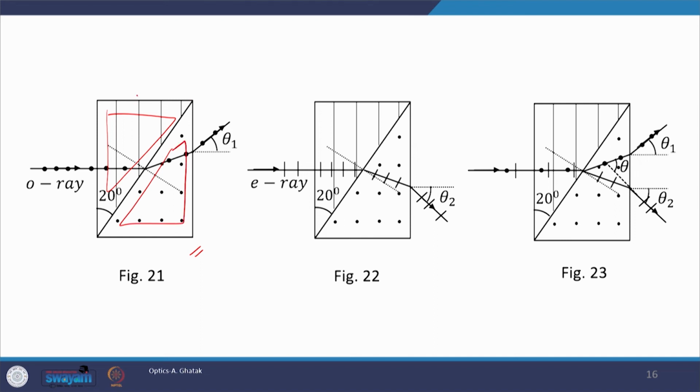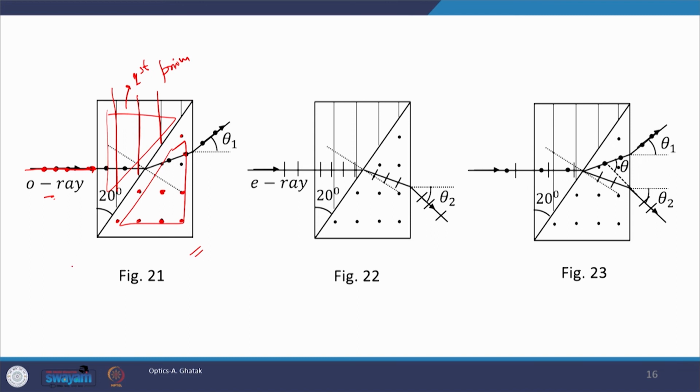In the first one, the optic axis is along this line, while in the second one the optic axis is perpendicular to the plane of the paper, and the direction of the optic axis is shown by these dots. Now, if you launch a ray whose direction of polarization is perpendicular to the plane of the paper, then for the first prism, this ray will behave as an O ray.